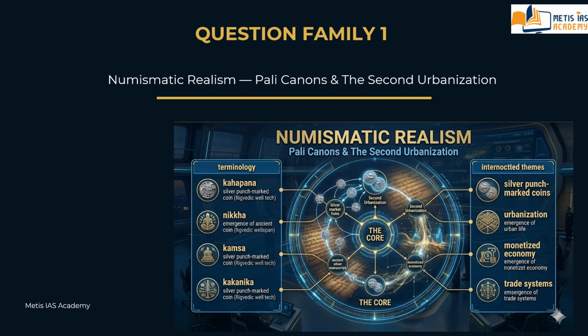This is all about question number 3. This is numismatic realism. It comes under question family number 1, that is numismatic realism, regarding Pali canons and the second urbanization. This is all about question number 3, set A paper.